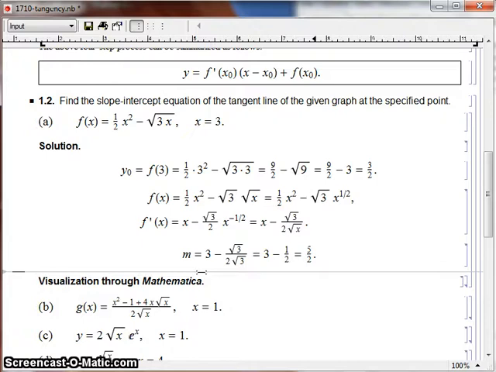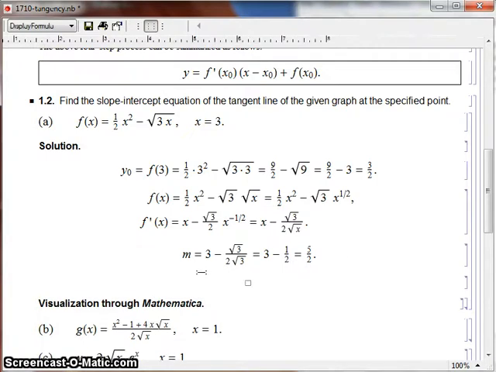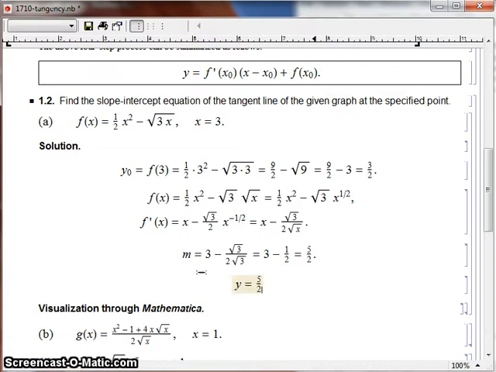Now that we have the slope, y-coordinate, and the x-coordinate, we are ready to put everything into the slope-point equation of the line. y equals 5/2 times (x minus 3) plus 3/2. This is an equation of the tangent line we are looking for. Excuse me, this is an equation of the tangent line which is correct. However, this is not the equation that we are looking for. The problem said the slope-intercept equation.